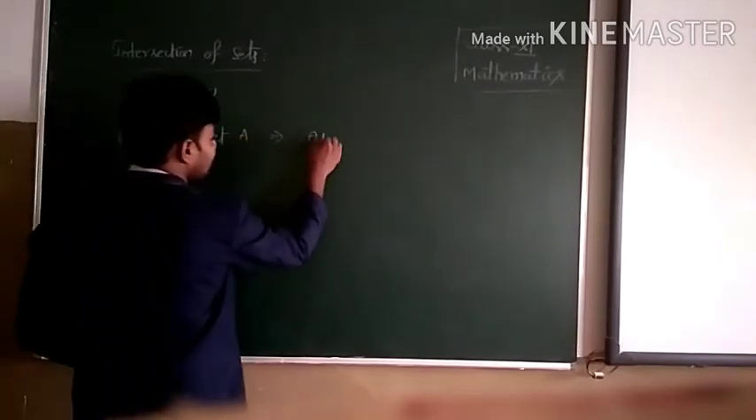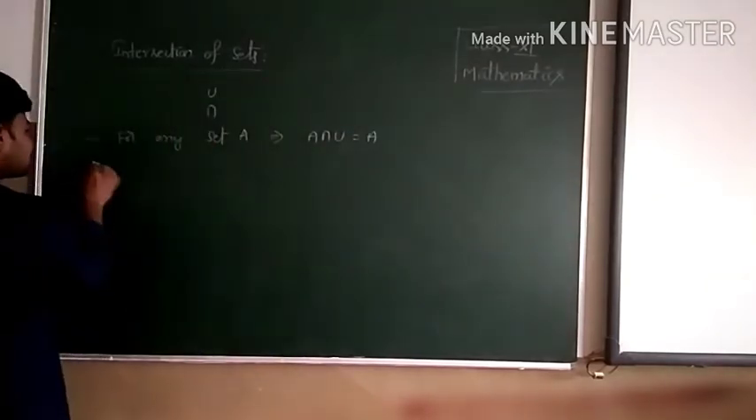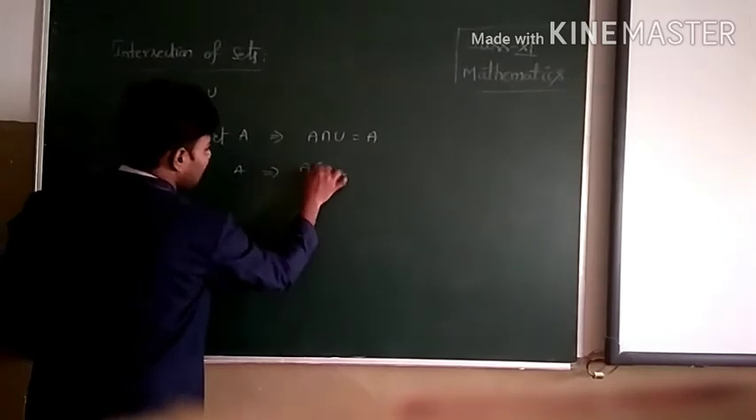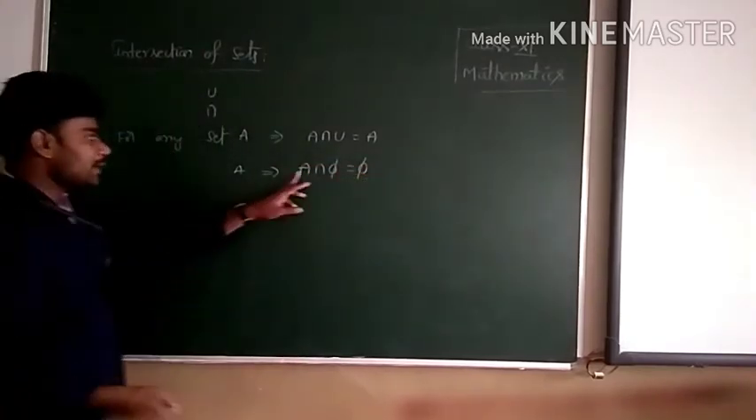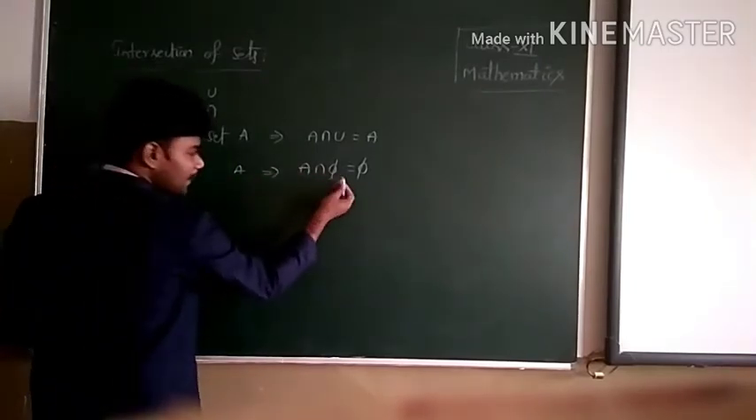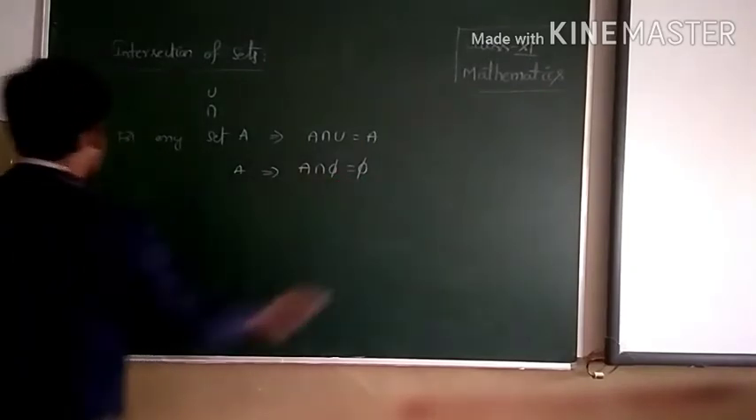A intersection mu is equal to A. For any set A, A intersection phi is equal to phi, because in A intersection phi there is no common element. Phi has no element, so there are no common elements in both the sets. So that's why finally phi.